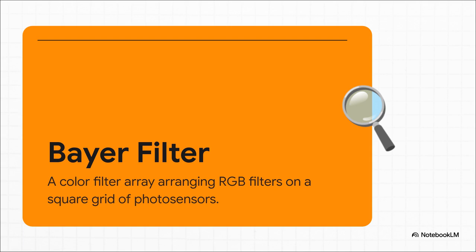Think of it like a microscopic mosaic glued directly over those tiny photosensors. It's an array of red, green, and blue color filters on a square grid, usually laid out as half green, a quarter red, and a quarter blue. That specific pattern is what translates the raw black and white light intensity into the distinct red, green, and blue data points we need to eventually synthesize a full color image.